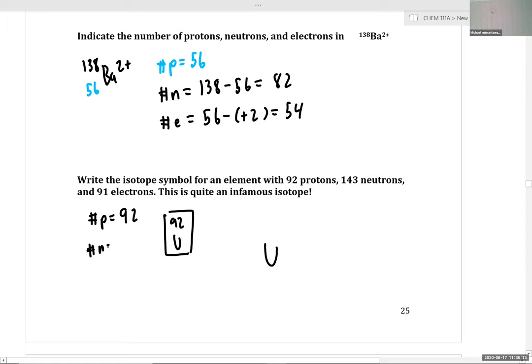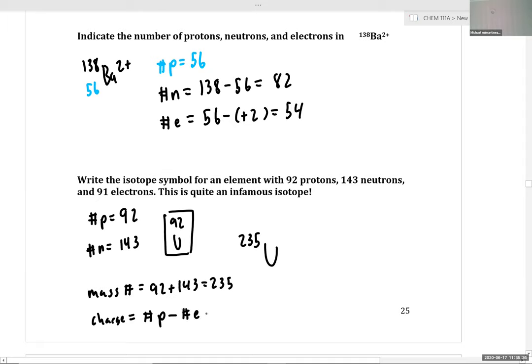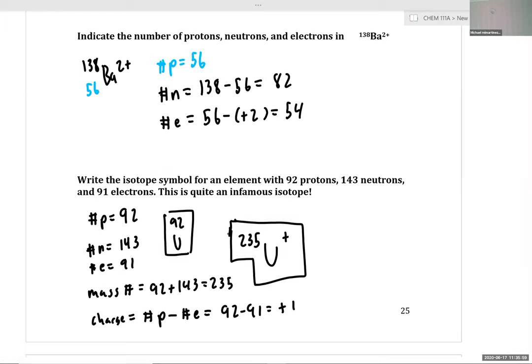Our number of neutrons is 143. So then we can calculate our mass number by taking 92 plus 143, and that gives us 235. And then our charge is equal to our number of protons minus the number of electrons, and we know our number of electrons is 91, so 92 minus 91 gives us a charge of plus one. Uranium 235, quite an infamous isotope as it's the principal component or partial component of most common nuclear weapons. So quite an infamous isotope throughout our history.